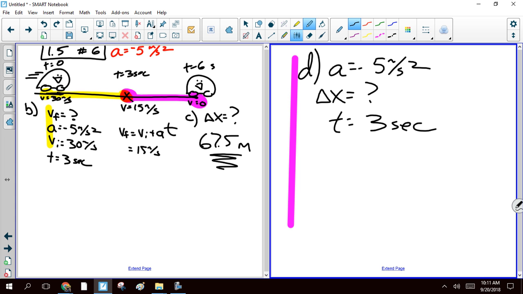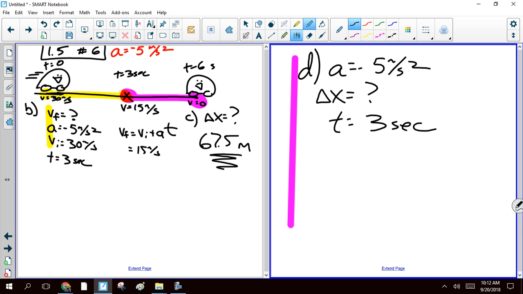Let me ask you this: why isn't it the same as C? Why doesn't it go 67.5 meters again? Exactly, it's already slowed down. It's not as fast as it was. At the beginning it was going 30 meters a second, but by the end of these 3 seconds it's slowed down, so it's going less than 15 meters a second, right? Follow?